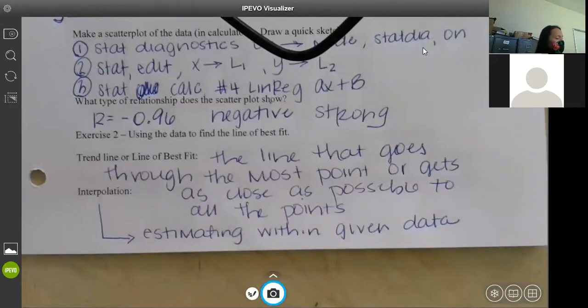Any questions on this first page? We're still copying down. We'll get done in just a minute and then we'll flip it over. You ready? Good? Almost.